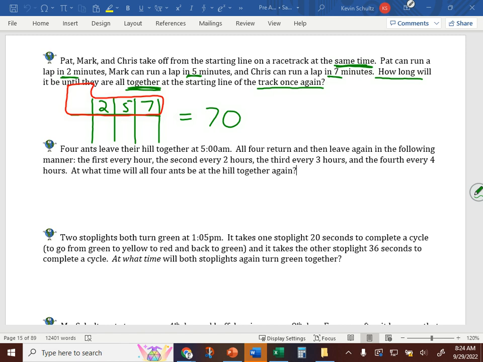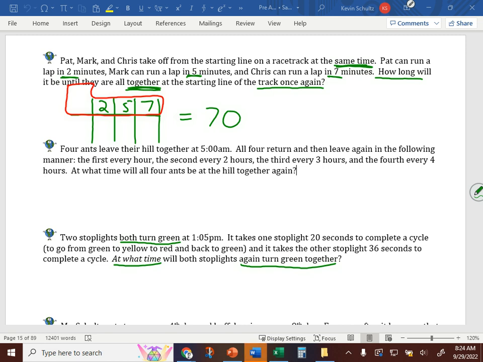2 stoplights, both turn green. Something happens at the same time. At 1:05 p.m., it takes one stoplight 20 seconds to complete a cycle, which means to go from green to yellow to red and then back to green again. And it takes the other stoplight 36 seconds to complete a cycle. At what time will both stoplights again turn green together? Least common multiple. Something happens at the same time, and then when will that happen again? Those are your phrases. Those are your hints for least common multiple.